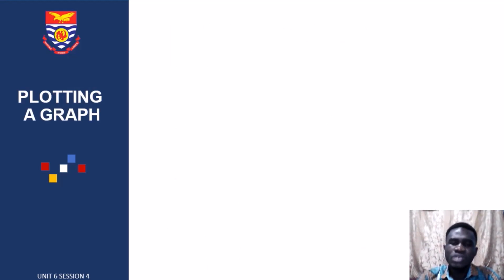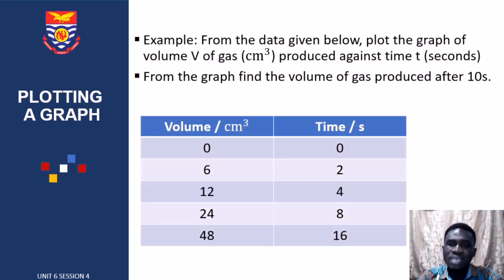Another way to teach students to use graphs is to allow them to plot a graph when they are given data. Let's consider this example. From the data given below, plot the graph of volume V of a gas in cm³ produced against time t in seconds. Now from the graph, find the volume of gas produced after 10 seconds. So this is another way of teaching students how to use graphs.